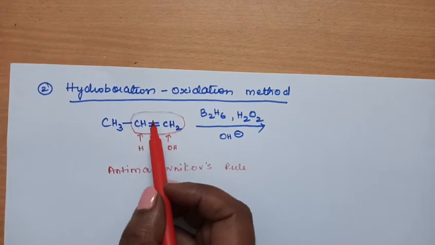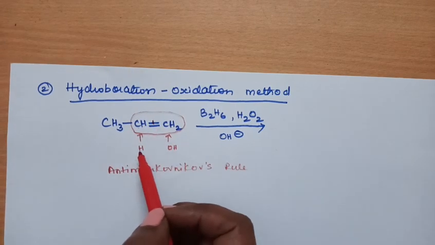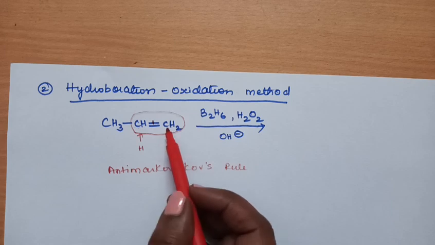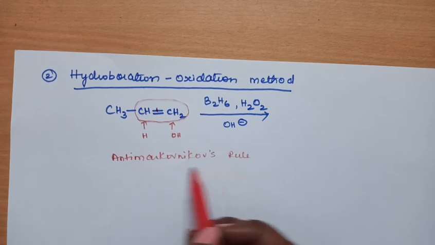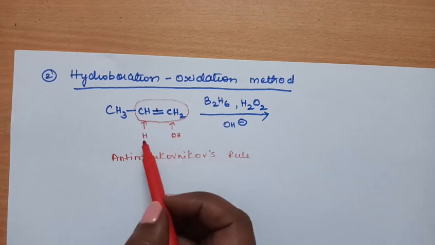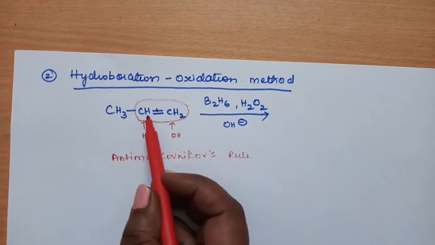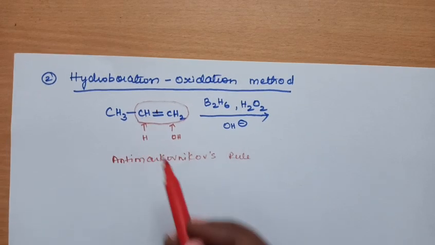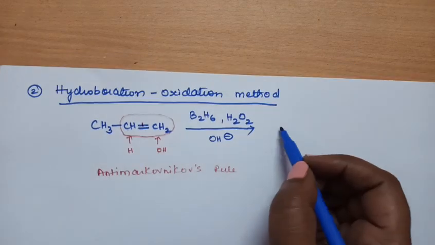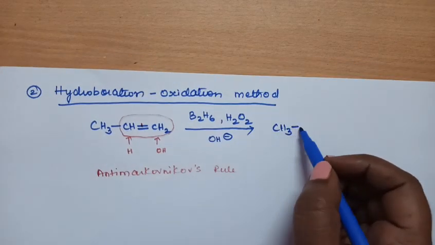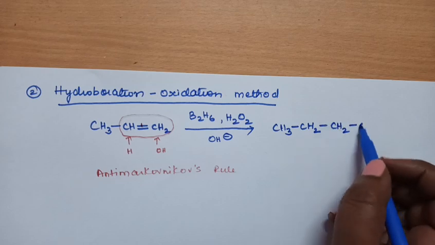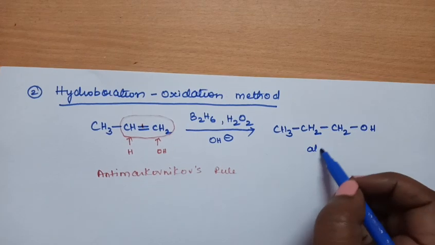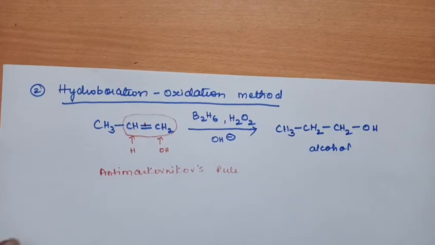So here also we are breaking the double bond. We are adding hydrogen to one carbon, OH to another carbon. So only the difference is here anti-Markovnikov's rule should be applied. Hydrogen should be added to the carbon containing less number of hydrogen. So here the product will be CH3, CH2, CH2OH. So this is the alcohol formed.